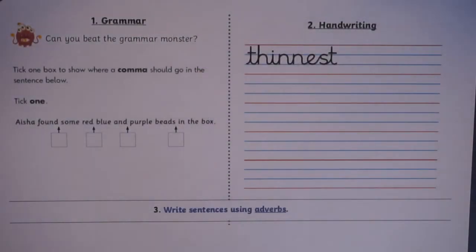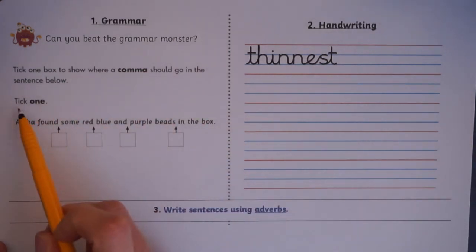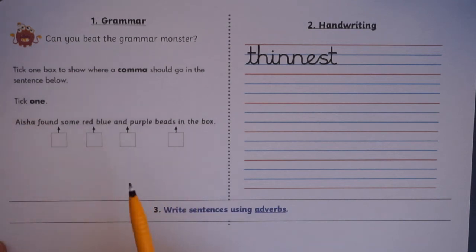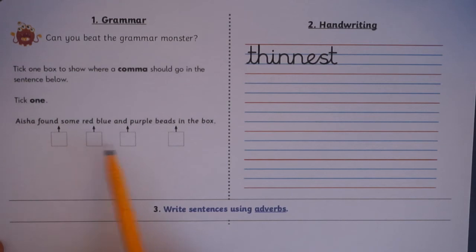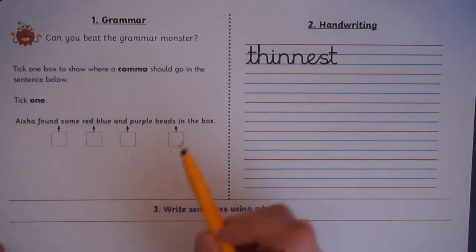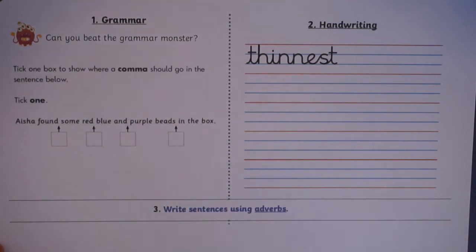Okay, right, let's go through this together then. So question 1 today, our grammar question. Tick 1 box to show where a comma should go in the sentence below. Now, what hopefully you will have realised from reading this sentence is that this is a list, okay? Now, just want you to look carefully at this question. It says tick 1, okay? So there's only 1 box here that needs ticking, and when you tick it, that's to show that that's where you think the comma should go.